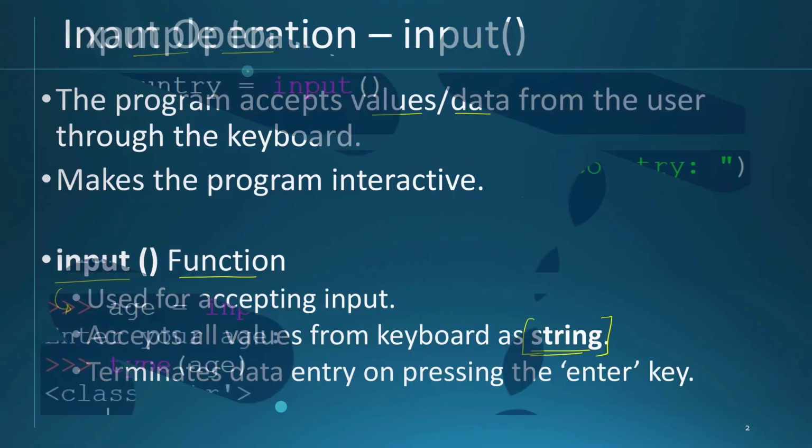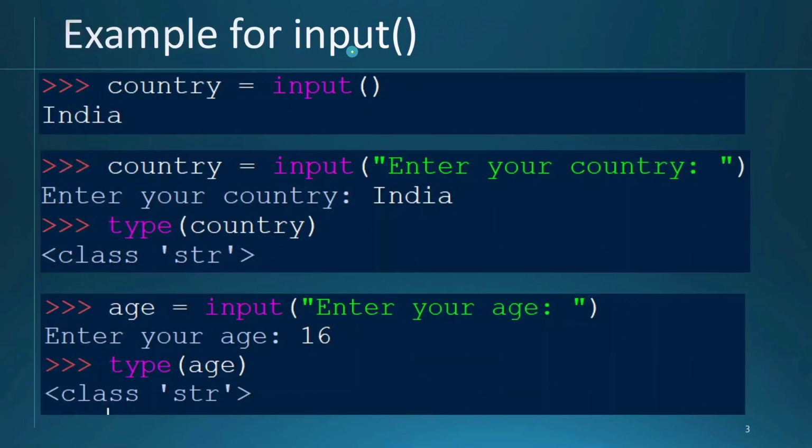So now let us continue. Now let us see some examples of input. If you write this statement inside your Python program, we have called the function input. When the interpreter reaches this particular statement, the program will stop execution, and Python is expecting the user to type an input. So if the user types India on the keyboard and presses enter, the value India will be copied to the variable country by your function input.